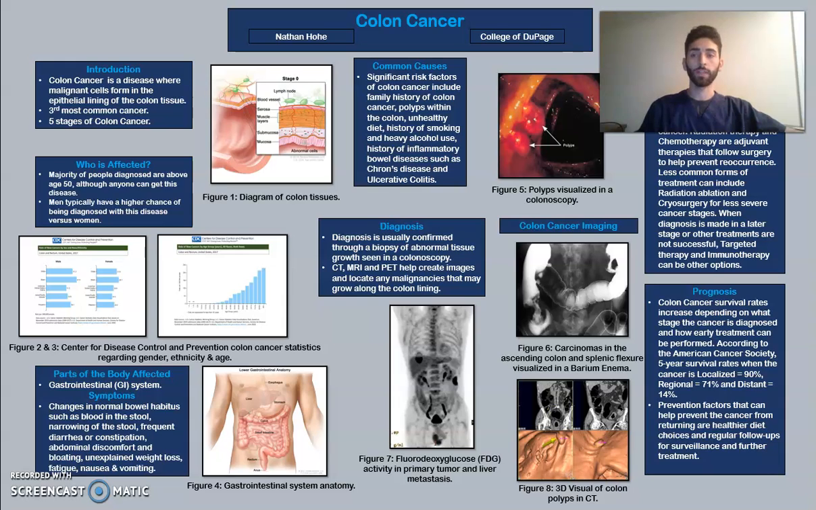Some background info on colon cancer. It is defined as a disease where malignant cell growth occurs along the epithelial lining of the colon tissue. It is the third most common cancer and the third leading cause of cancer-related deaths in the United States.